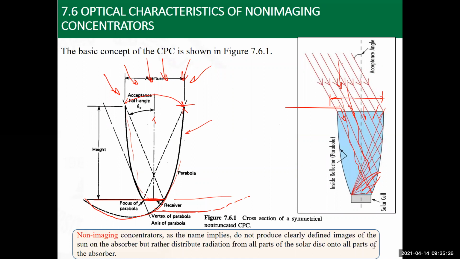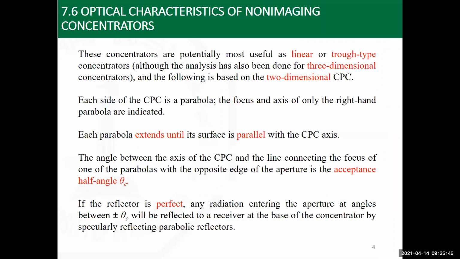So what we have here on the right side is a part of a parabola, and the left side is a part of another parabola. And you are combining this piece of the parabola and this piece with the absorber surface that you find here at the bottom. So it's not a single parabola as we see in the parabolic trough collectors, as we did in the previous part of the chapter.